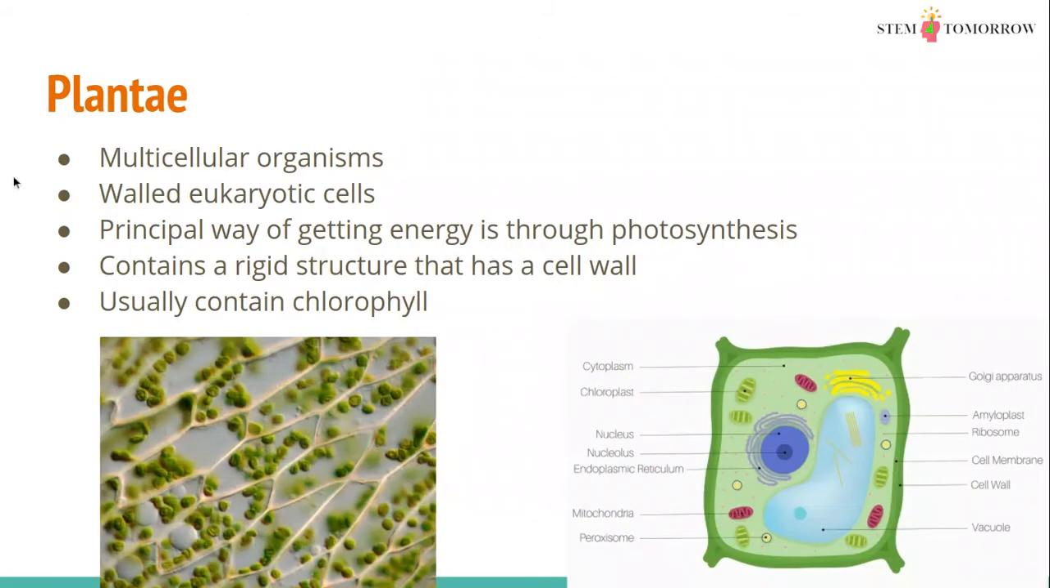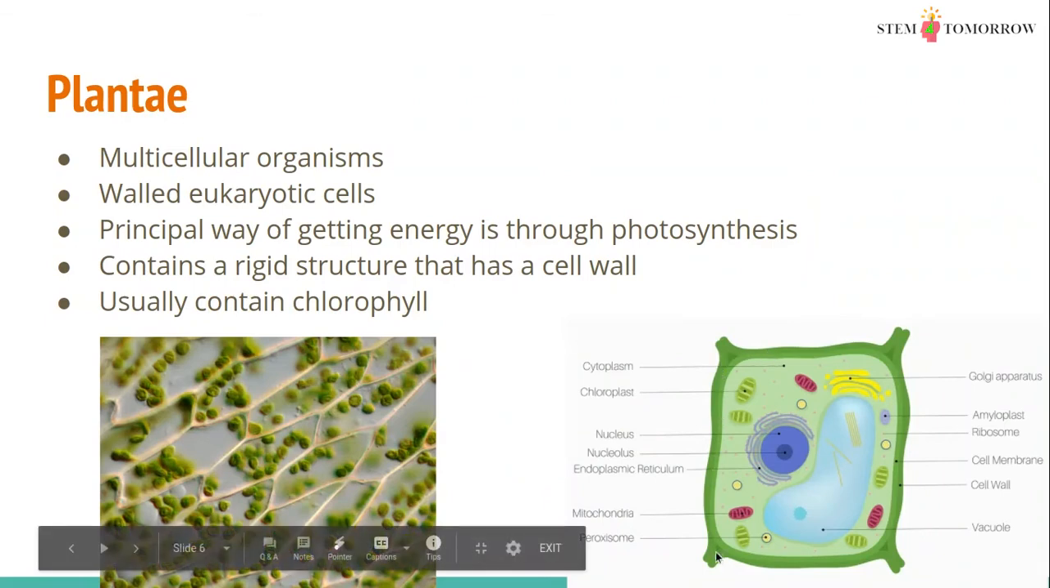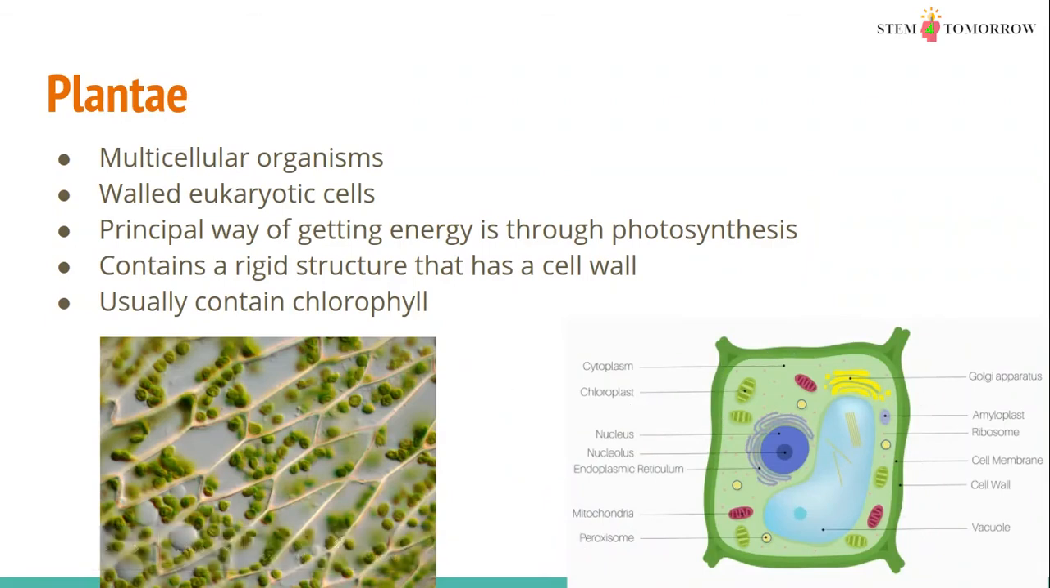Plantae. These are multicellular organisms. They are walled eukaryotic cells. Basically eukaryotic, we already talked about it: nucleus, complex organelles, but they have something called a cell wall, which if you look down, you can see this green, hard, rigid structure around the cell. That is the cell wall. The principal way of getting energy is through photosynthesis. They contain a rigid structure as a cell wall. You can see to the left how rigid the structure is. And they usually contain chlorophyll, which is what makes plants green. Chlorophyll does more than just that, but it does have the dye that makes plants green.